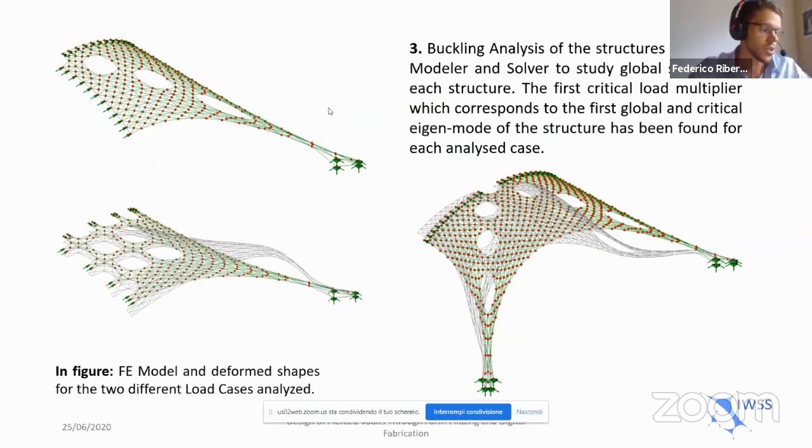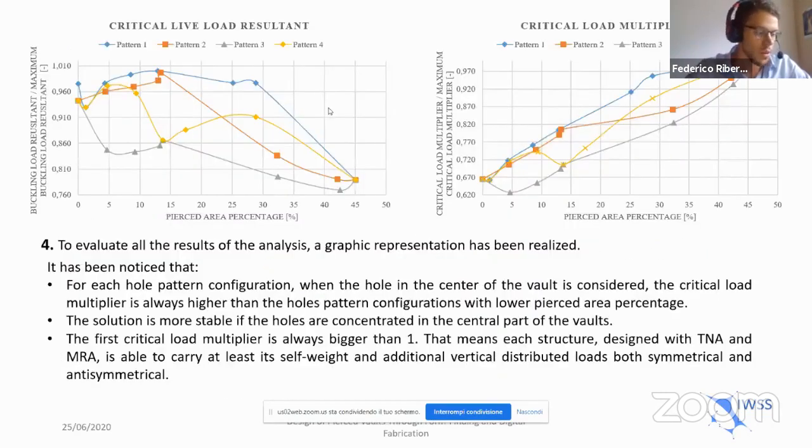Each geometry solution has been analyzed with a FE solver, LUSAS modeler and solver. A buckling analysis has been completed to study the global stability of each structure, and the first critical load multipliers have been recorded. To evaluate all the results of the analysis, a graphic representation has been realized. The first critical load multiplier values and the critical live load, meaning that self-weight is not included, have been represented as a function of the pierced area percentage.